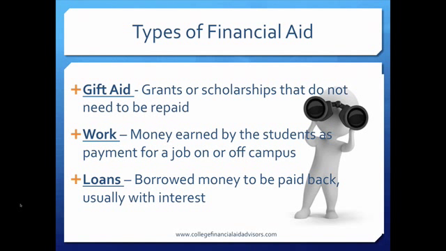Number 3, loans, which are always considered self-help money. Loans can be borrowed either in the student's name or the parent's name, but remember, loans always have to be repaid, okay? Some of them have interest, some of them don't, and we can talk a little bit about that later. So we have gift aid, work aid, and loans.